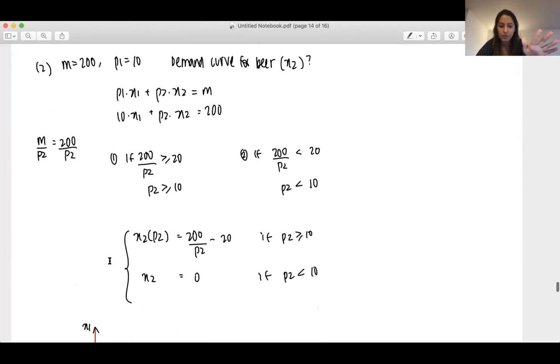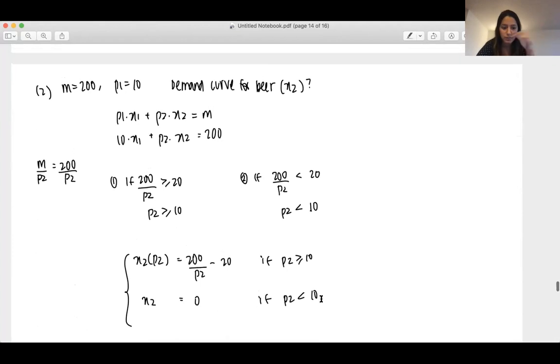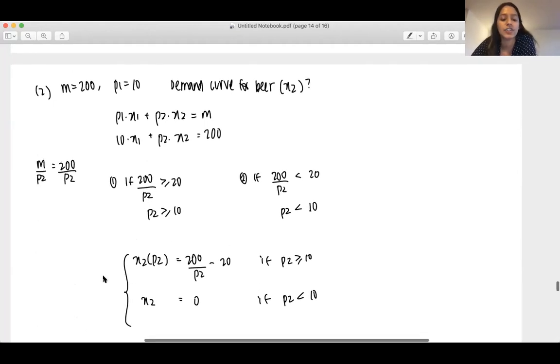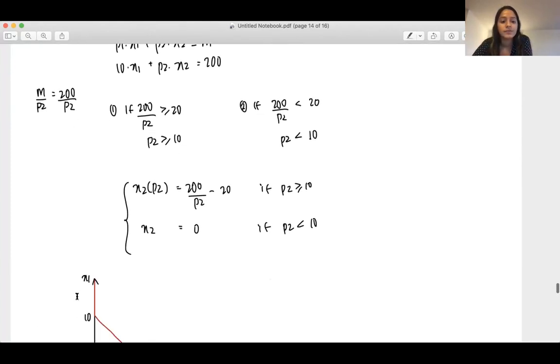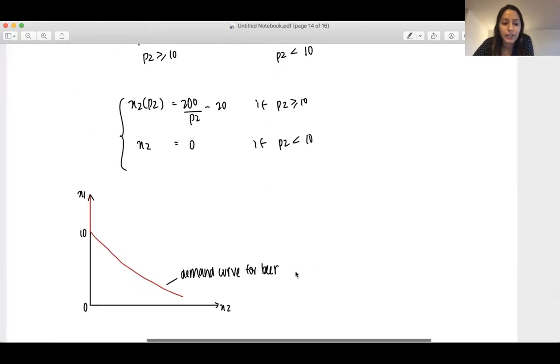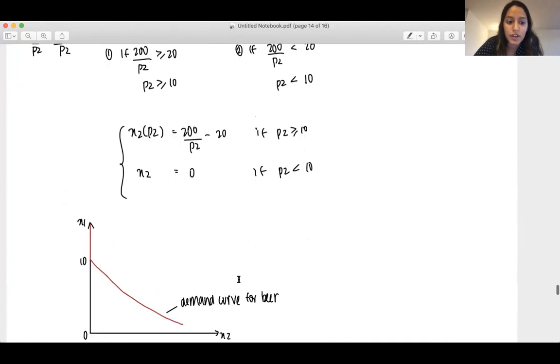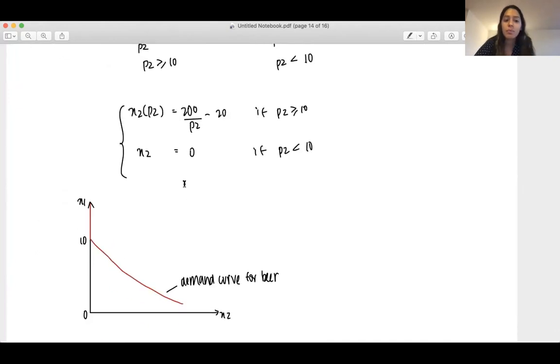Is this clear for everyone? Because I feel like I said something wrong in the middle. Okay. But this is basically it. It's just kind of like putting in the numbers to the equations that we created in the last question. So in order to create a demand curve for beer, this is how we're going to do it. The two Marshallian demand function parts are important for the graph.